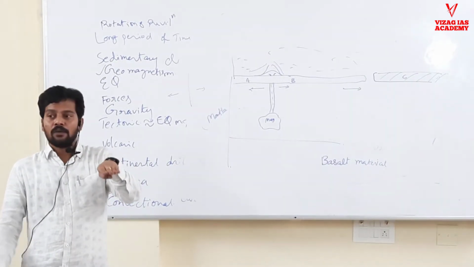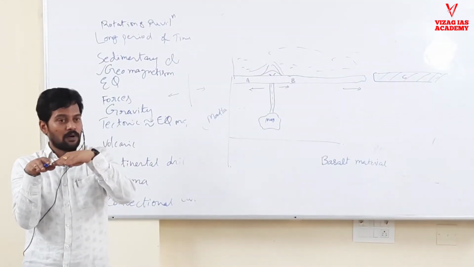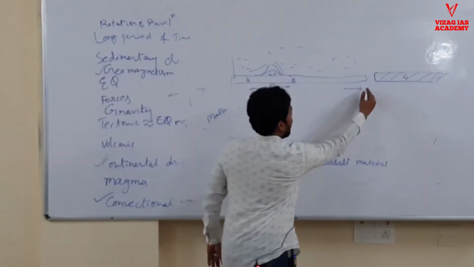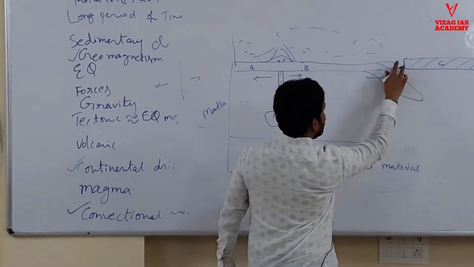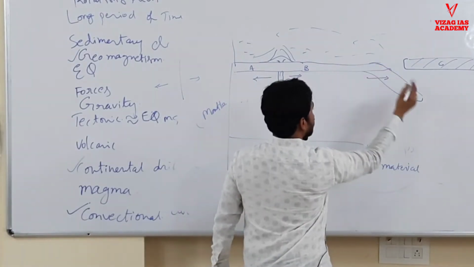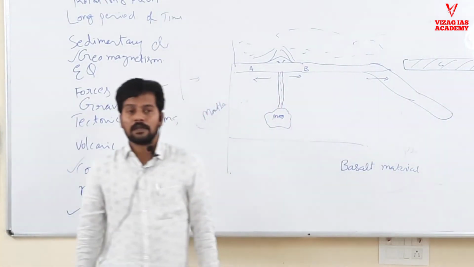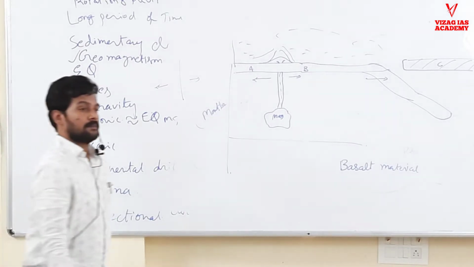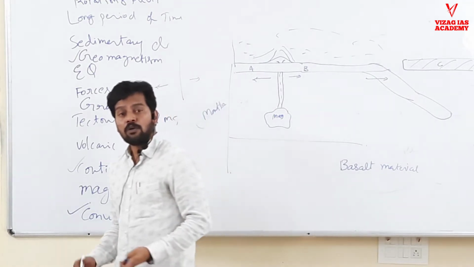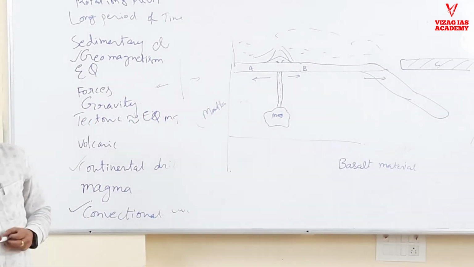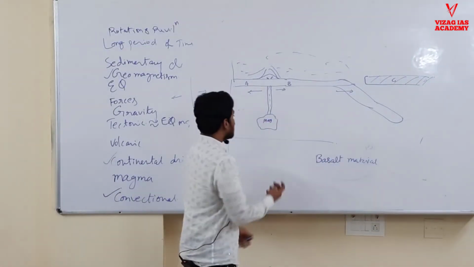One heavier plate, one lighter plate. What will happen? Which one will go down? The heavier one will go down. So what will happen? After interaction this will go down. This is called subduction. It is subducted under this because the oceanic plate is denser, heavier. Okay. Now, when it is subducted, what is this?